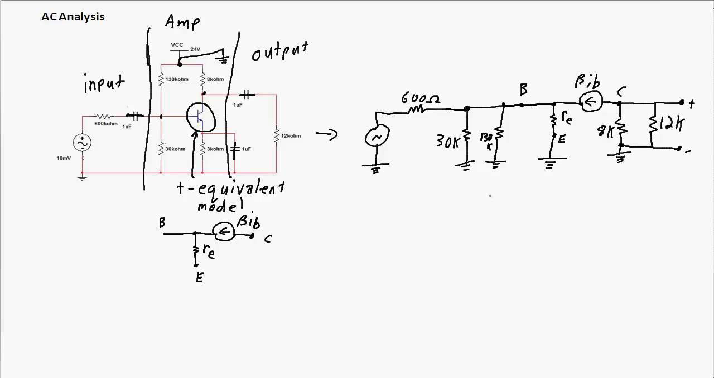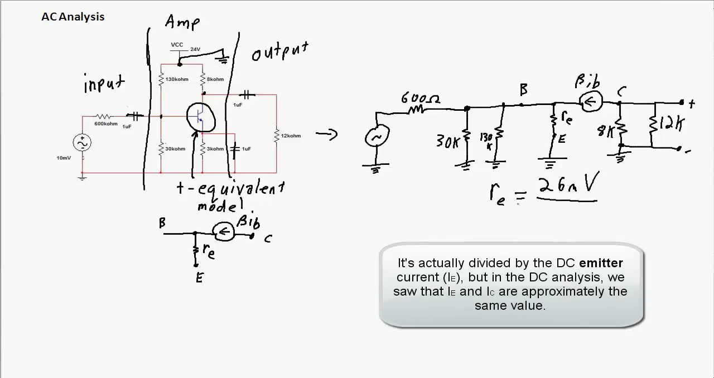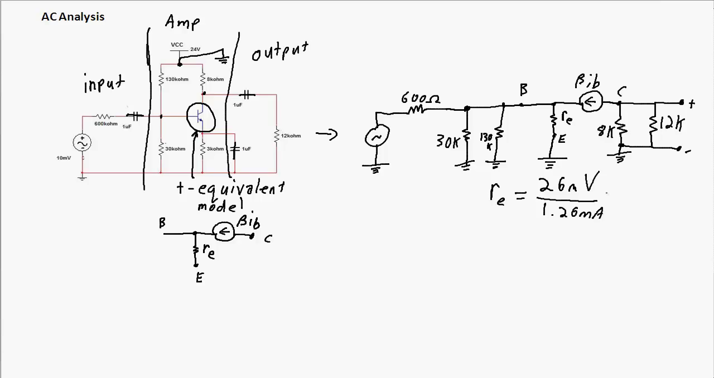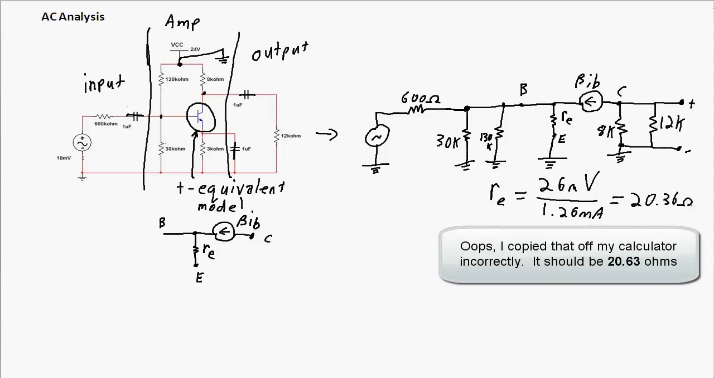And there's one more piece of information for this puzzle, and that's the value for that little RE. Little RE is always going to be 26 millivolts divided by the collector current, the DC collector current, which was 1.26 milliamps. So the little RE value works out to 20.36 ohms.